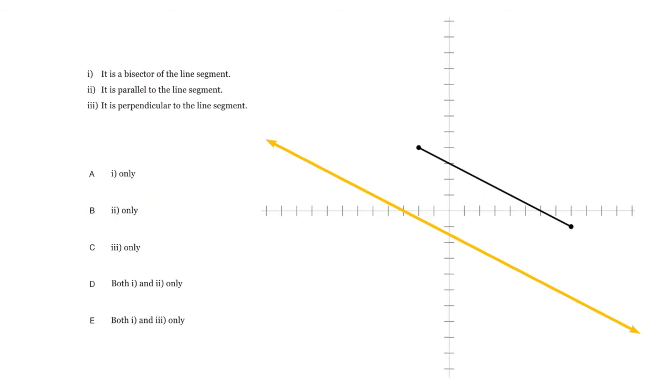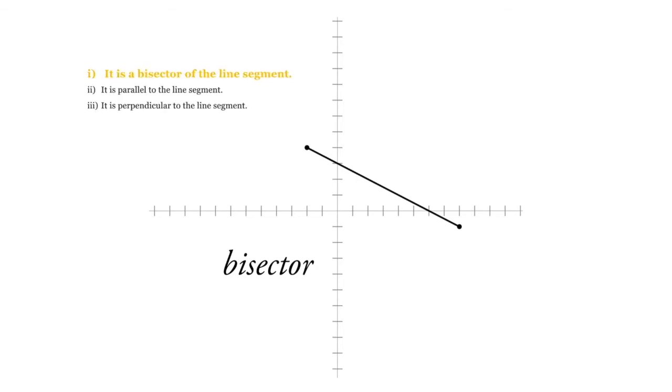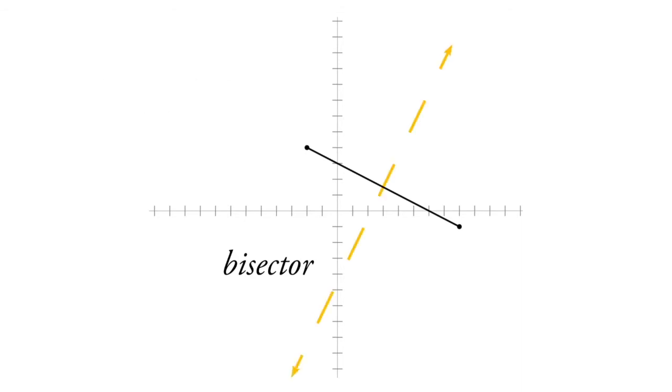All right, let's take a look. So first thing we want to do is look to see if it's a bisector of the line. Why do we do that first? Well, it's our first choice here. So the bisector of the line means that this line here is going to go through the midpoint of a line segment that connects these two points.